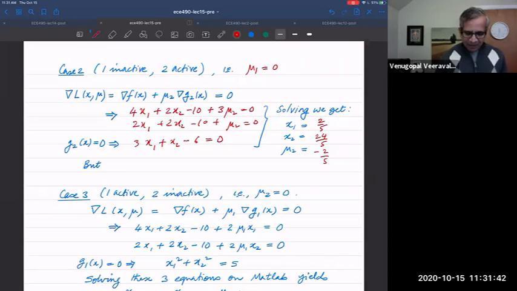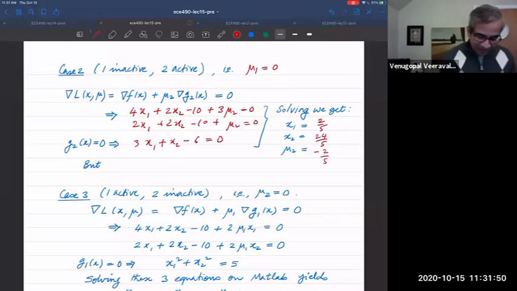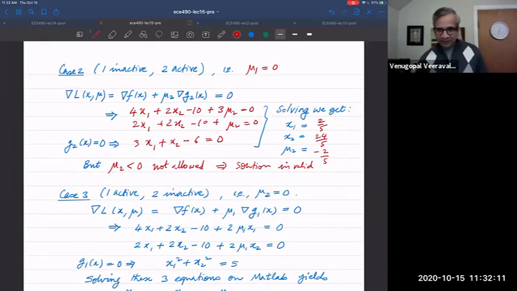Anyone recognize something wrong with this solution? Mu2 is negative. So mu2 is negative and not allowed. We just showed that mu2 has to be non-negative. So this solution is invalid as well. Okay, let me move on.